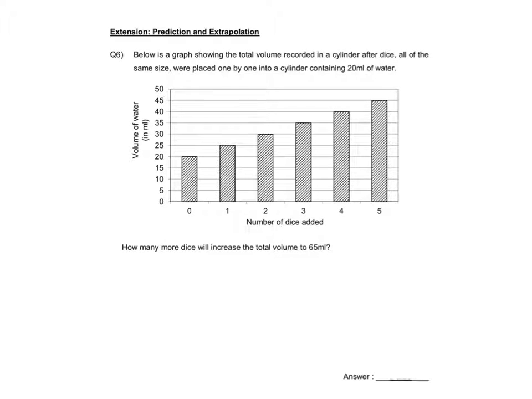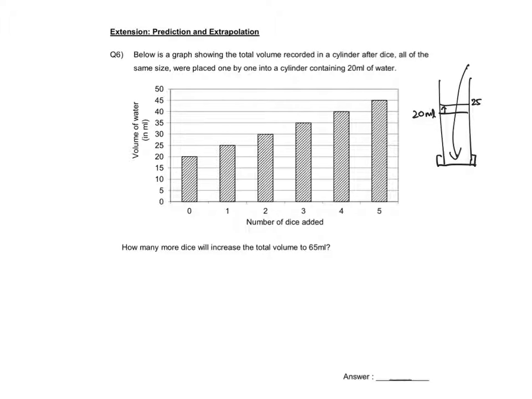Okay, this is quite a tricky question. If you read the question properly, it tells you that this is the total volume of the cylinder. Just imagine a measuring cylinder. This volume has a certain amount, in this case it's 20 ml. Then later, one of the dice is dropped inside. After that, the water increased by this much, so the new measurement is 25. And carry on, and so on and so forth.